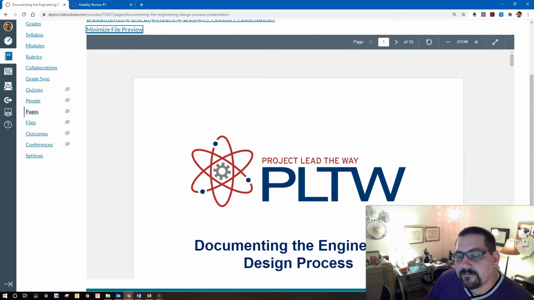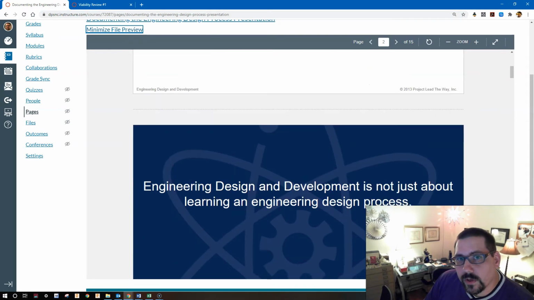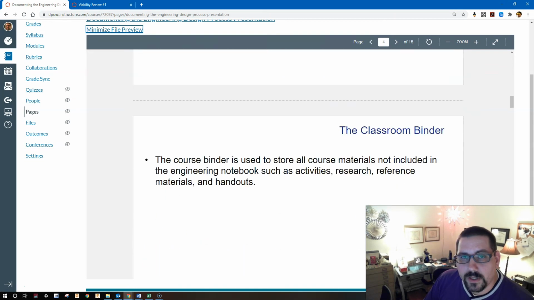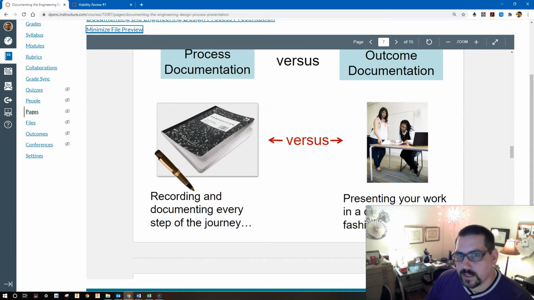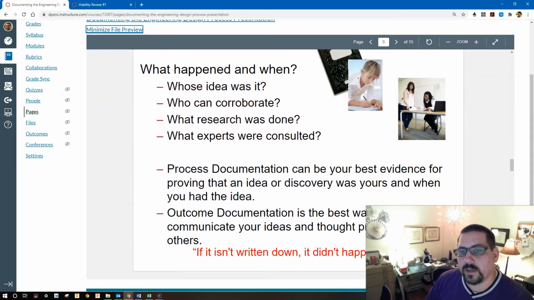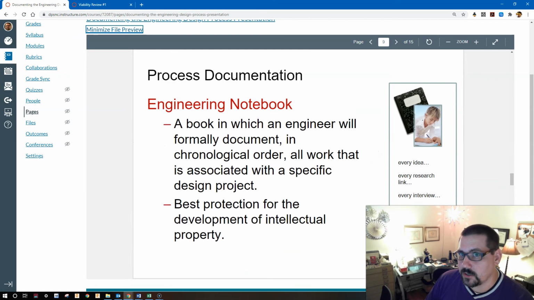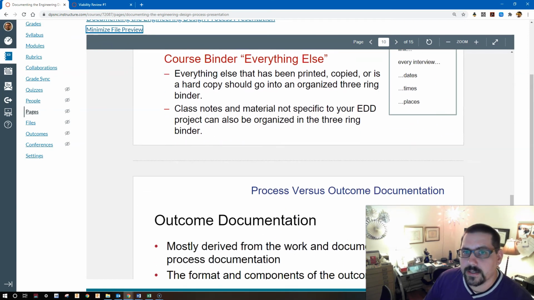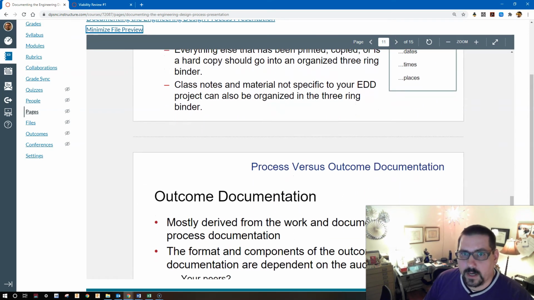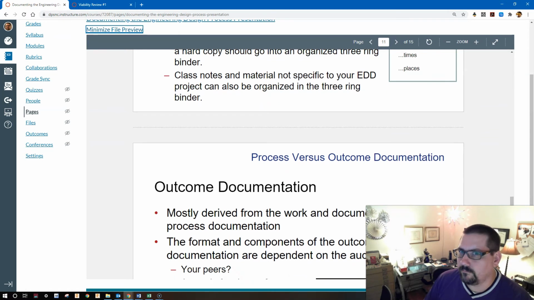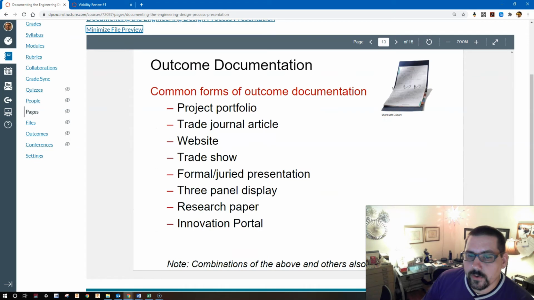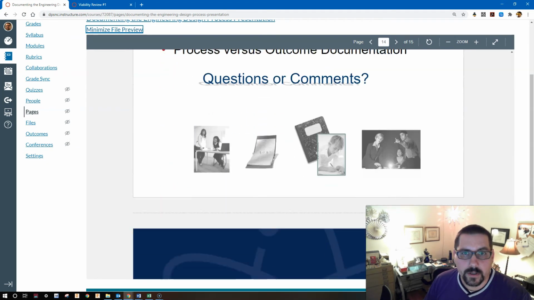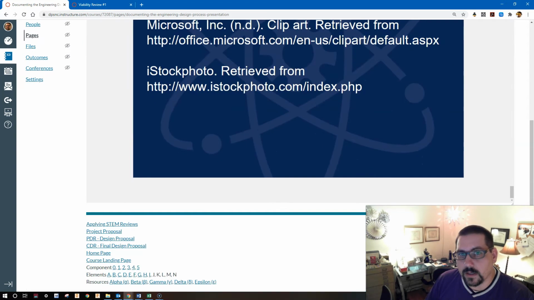That presentation, 15 slides. It's worth looking at. It breaks down for you what an engineering notebook is whenever you're using it for, say, process documentation versus outcome documentation, or what you might want to consider as process documentation and what you might want to consider as outcome documentation. Don't know what those are? Look it up. They're in here. Make sure you understand them. Make sure you consider this presentation to be a team priority.